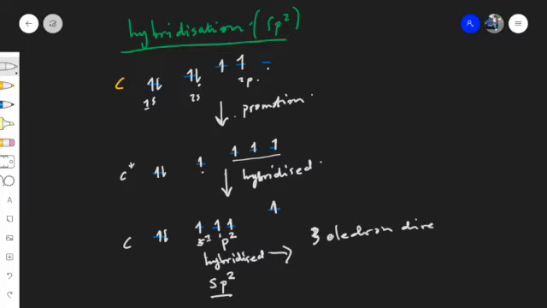And since we've got three electron directions, what it actually means is that we have got a trigonal planar shape, and that means that the angle between the electrons is going to be 120 degrees. That's the angle.